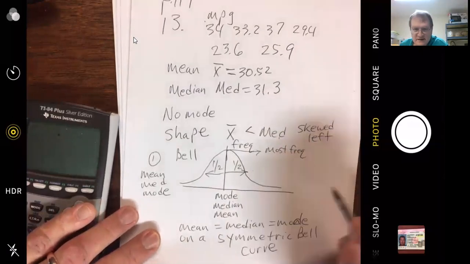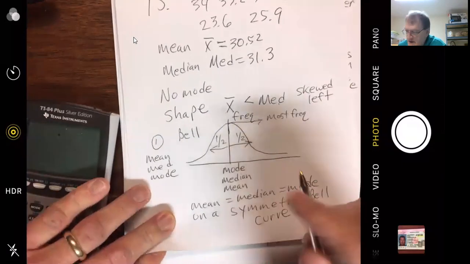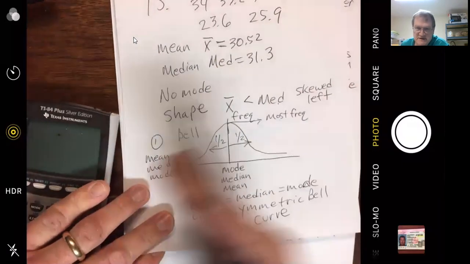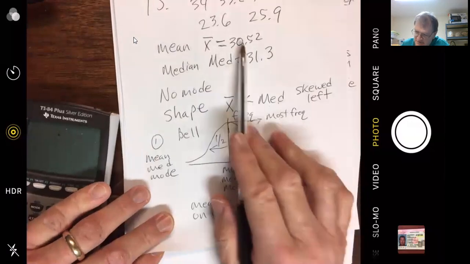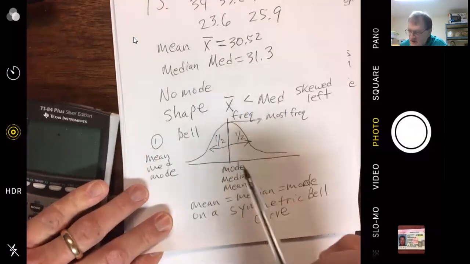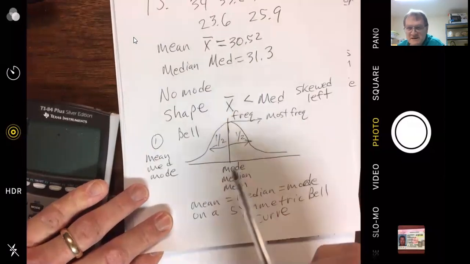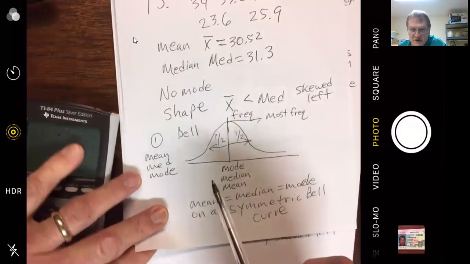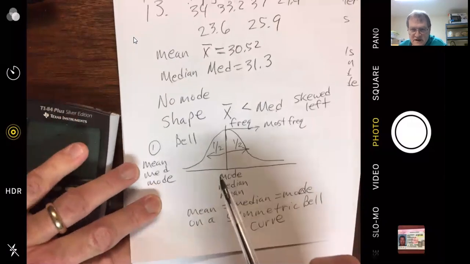Not very hard. There can be different degrees of skew. This is, I don't think it's even off a full point. So it's a little hard to see the skew on this, but strictly speaking, it is skewed left.